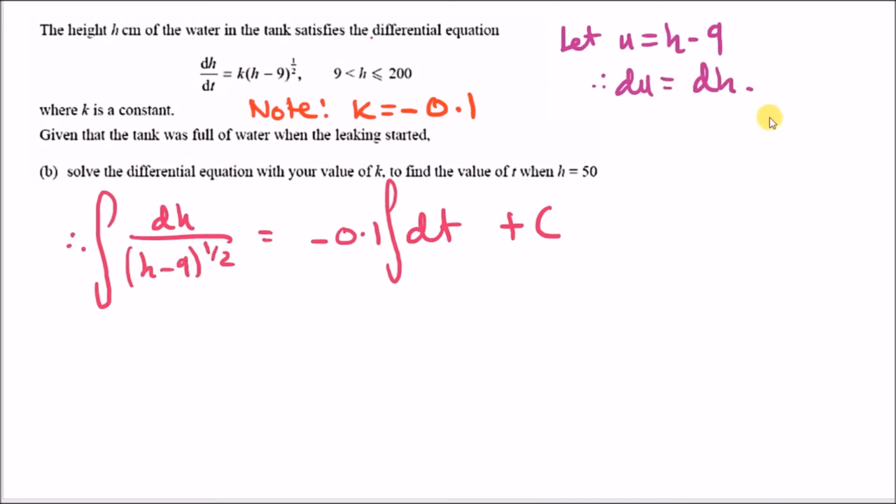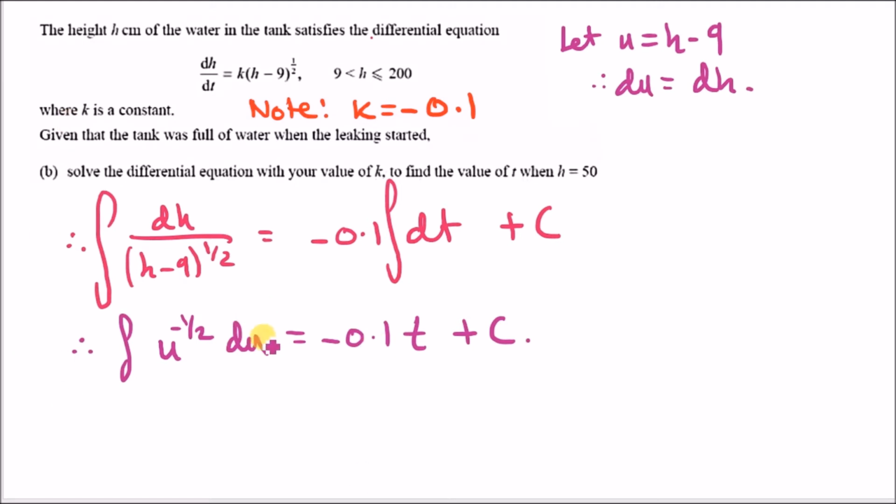So nothing really changes. So now we got the integral of 1 over u to the power of half du. And just rewriting this again, this is the same as u to the power of negative half, because you can just raise the power up and put a negative sign. And this is going to equal, and the right hand side would be minus 0.1, and integral dt would just be t, and hence plus c.